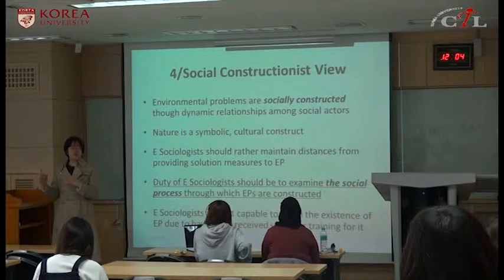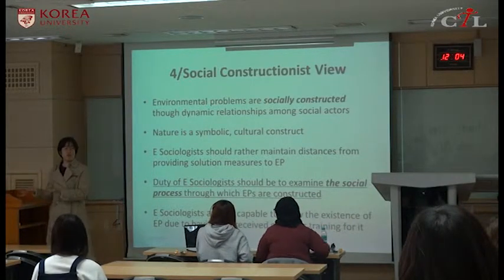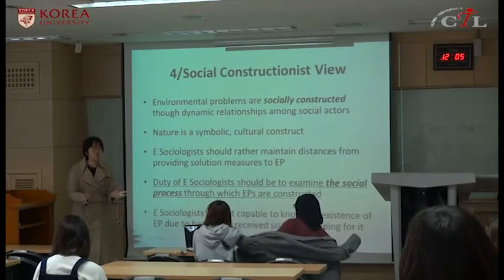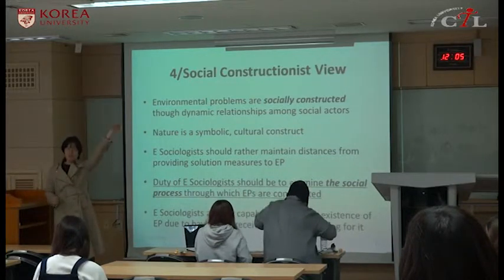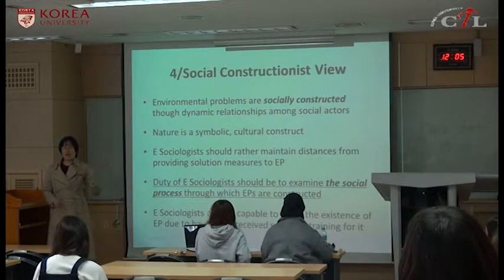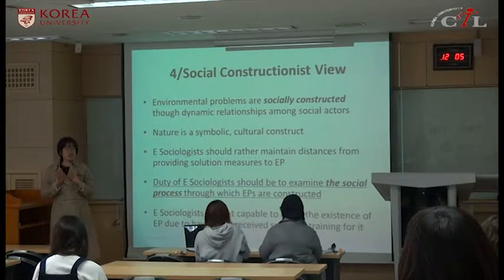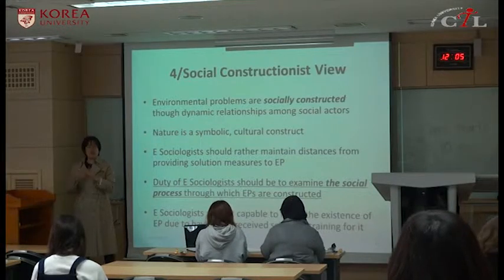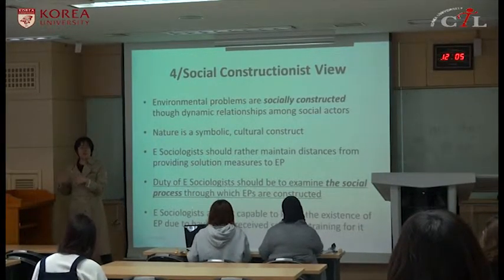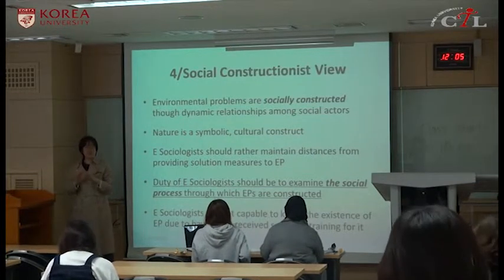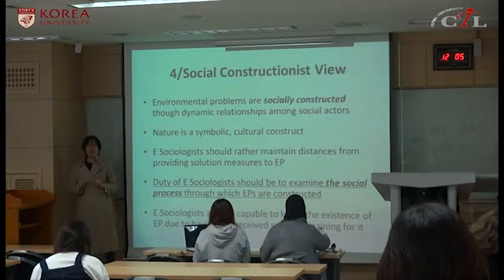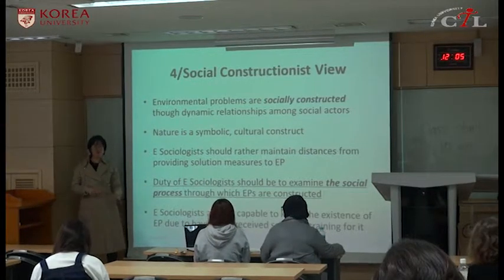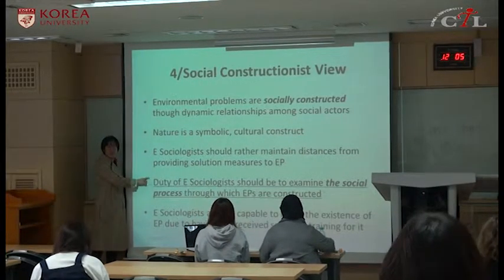But environmental sociologists have to do both. You have to know the natural world, and you also have to know the social world, because environmental sociology is about explaining human society in relation to the natural environment. But the social constructionist argument is that because environmental sociologists are not well trained to judge the natural world and the scientific knowledge of natural scientists, we have to rather maintain distance from saying that these are the environmental problems and we have to provide the solution measures and so on. They say we rather focus upon this mission.